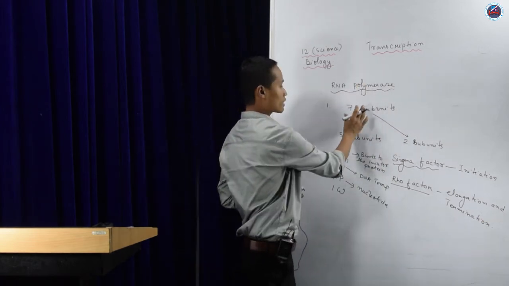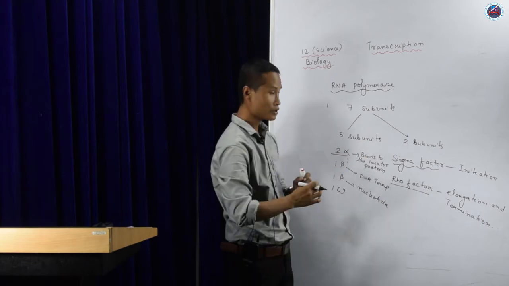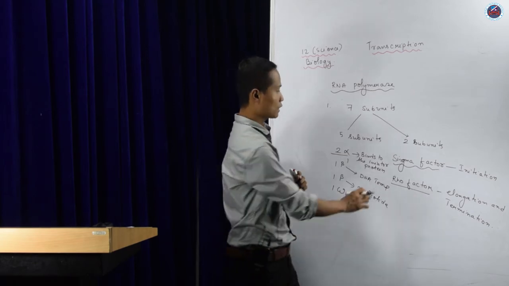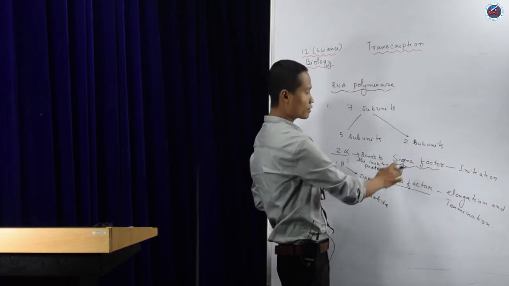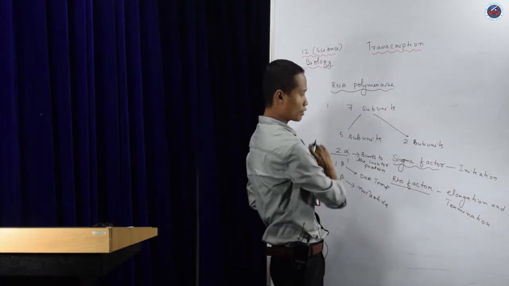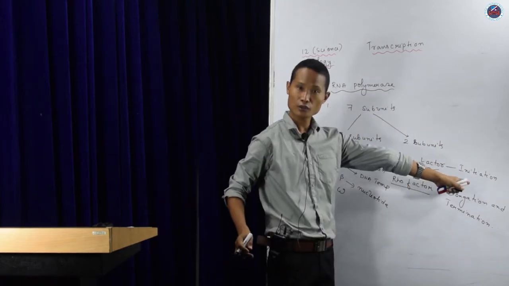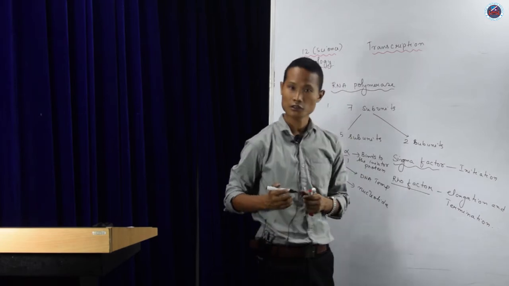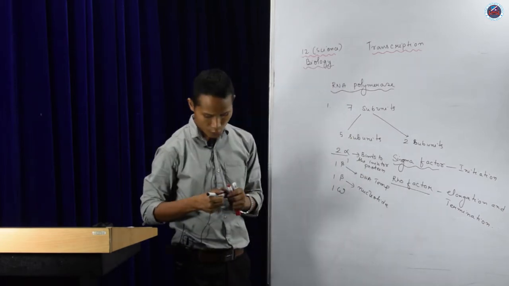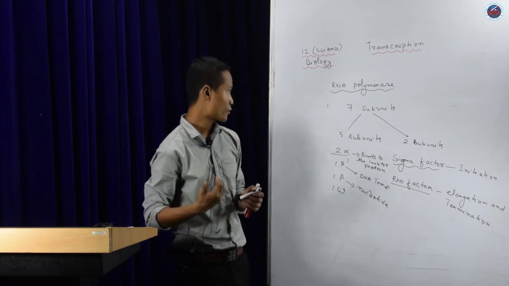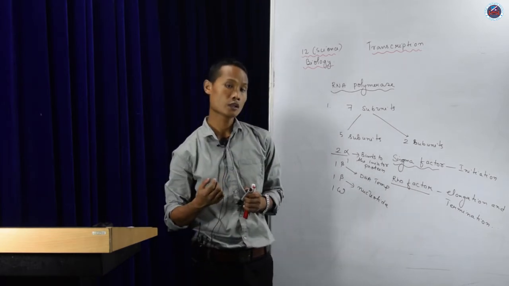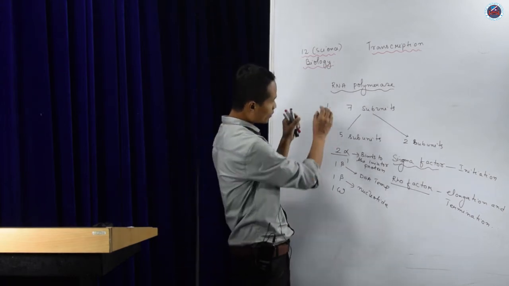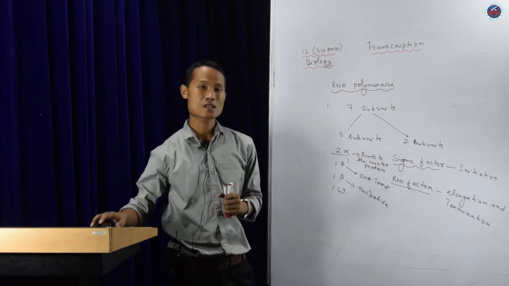So RNA polymerase has 7 subunits. Five are very important: 2 alpha, 1 beta dash, 1 beta, and 1 omega. The other 2 subunits, depending on the requirement, come into action and leave the RNA polymerase: sigma factor, which helps in the initiation of RNA synthesis, and rho factor, which is for elongation and termination. Before understanding the process of transcription, we have to understand the area where transcription occurs.